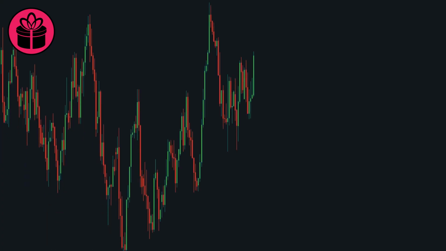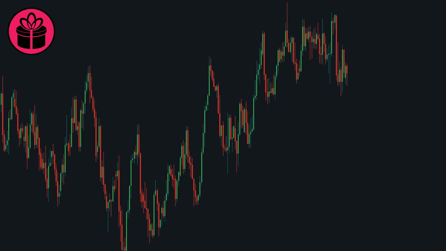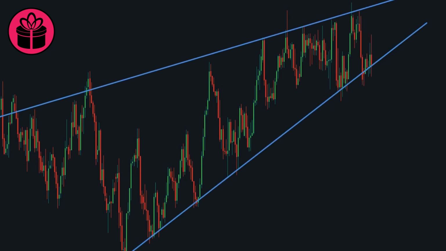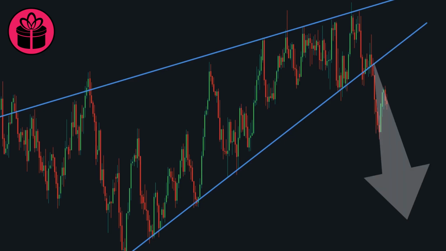Here we see a rising wedge. Price was slowly climbing in this rising wedge, getting squeezed tighter. But instead of continuing up, it suddenly broke down below the bottom trend line. That's your signal for a potential sell. A falling wedge is the exact opposite, with price falling in a narrowing pattern before typically bursting upwards.